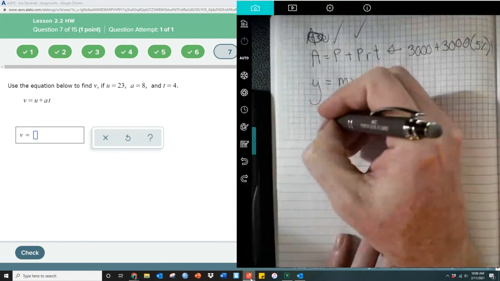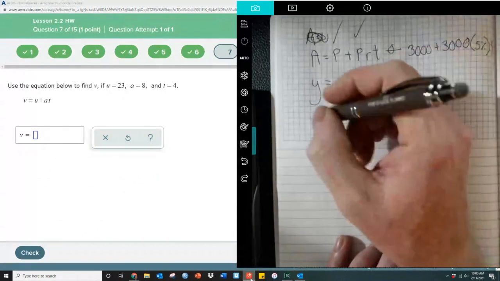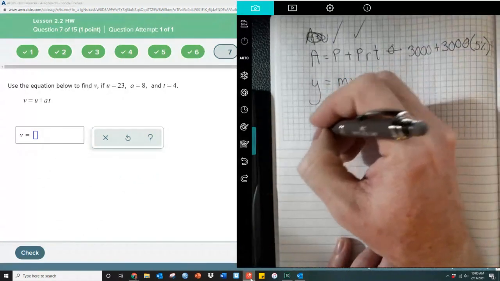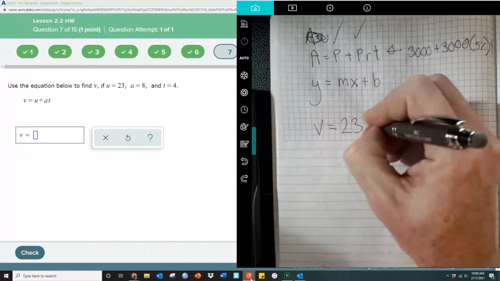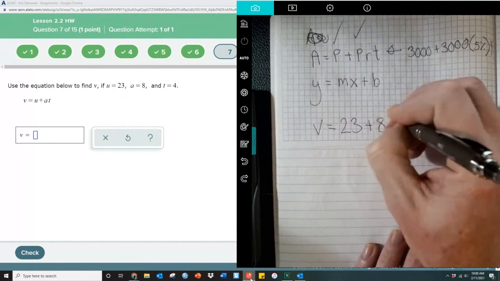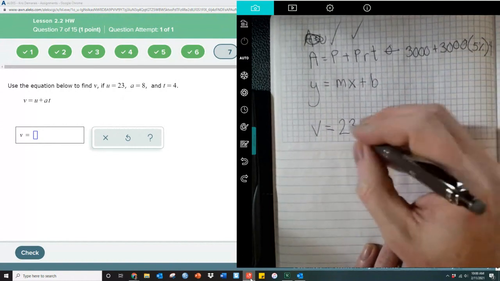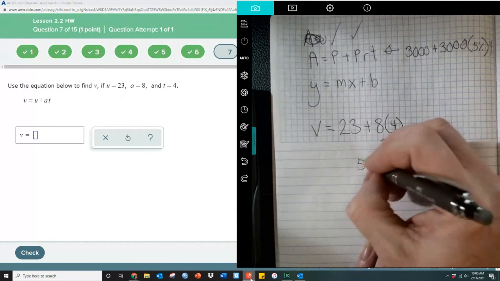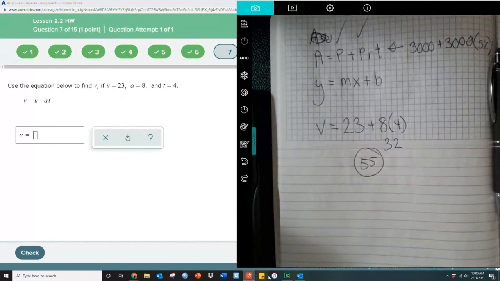So now this one is a matter of, like I said, just like we would replace all the points here, we're going to replace all those. And we're going to be solving for V, right, when U equals $23, or not $23, but 23, and then plus 8 times 4. So this is 32. 32 added to that is going to give us 55. And that's our answer.